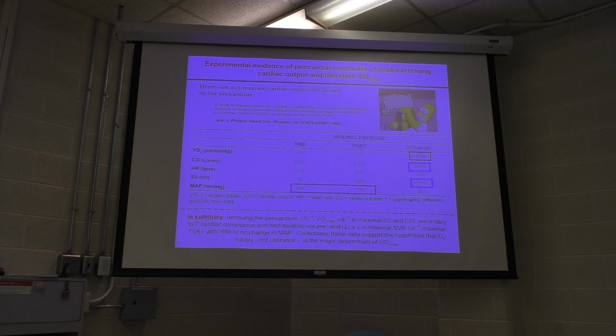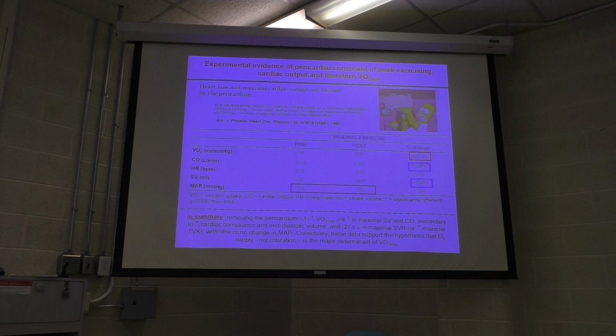So the reason we've got this increase in VO2 max is because we're shoving more blood flow through, and we've allowed the muscles to vasodilate more in order to allow more blood flow through, so we're using more oxygen, delivering more substrate, taking more garbage away. And collectively, these data support the hypothesis that it's oxygen supply, not utilization, that's the major determinant of VO2 max.